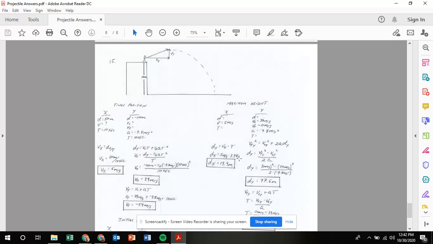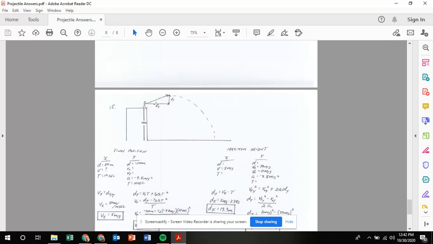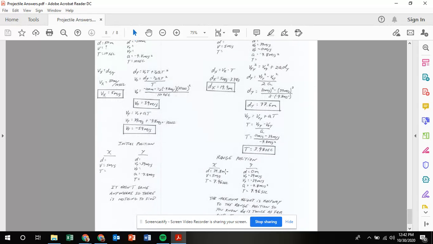The range position means the position when it returns to the starting height. So that would be somewhere right around here. In the range position, we know that the velocity in the x stays unchanged the entire time, so that's 5 meters per second. The initial velocity in the y stays unchanged, which is 39 meters per second. The displacement in the y direction is 0 by definition for the range position. The acceleration is negative 9.8.